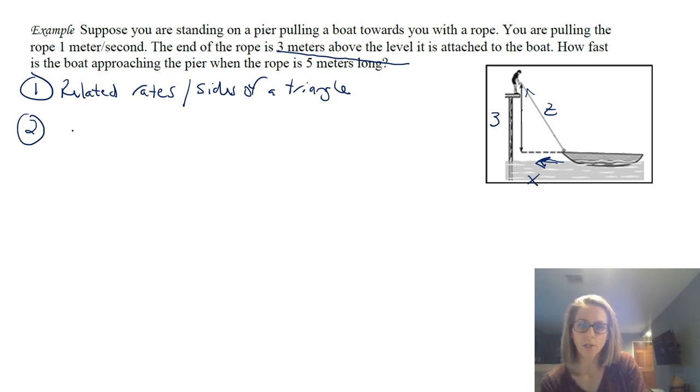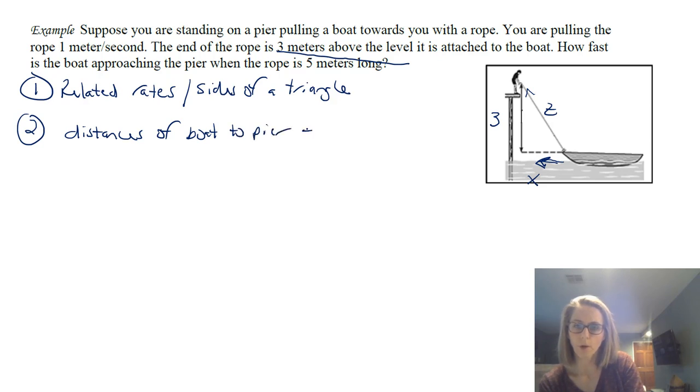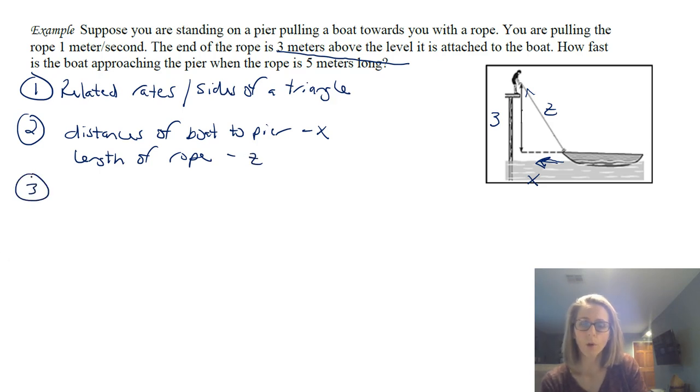So the things that are changing, as we already said, are the distance of the boat to the pier, which we called X, and the length of the rope, which we called Z. So when we think about the rates that we're dealing with, dx/dt, that's the distance changing with respect to time, and dz/dt. Those are the things that are changing with respect to time.